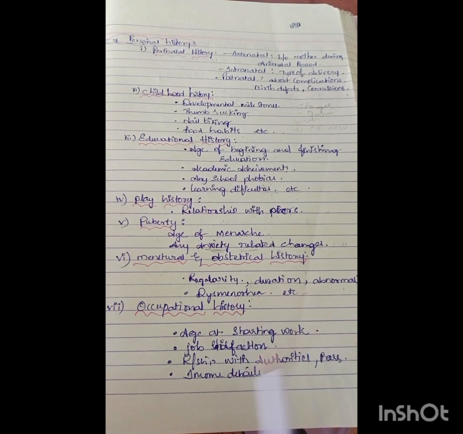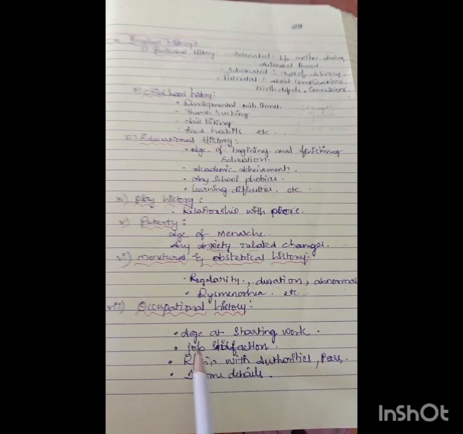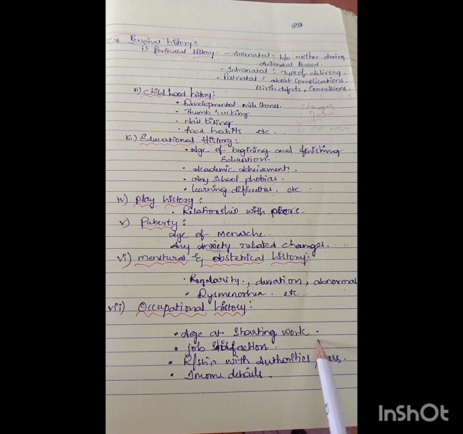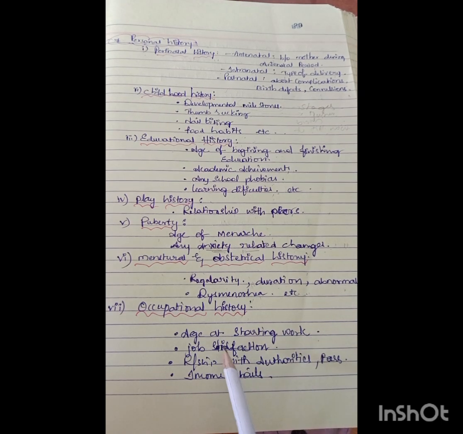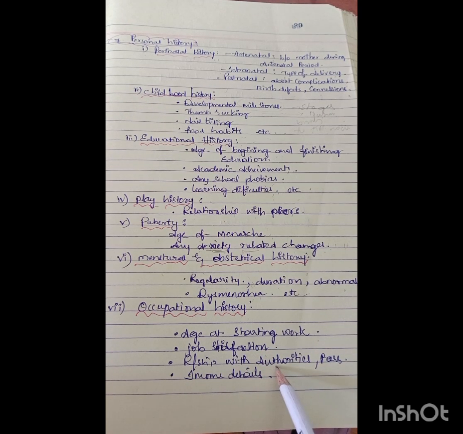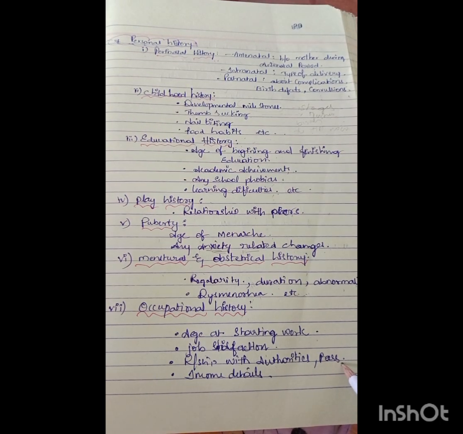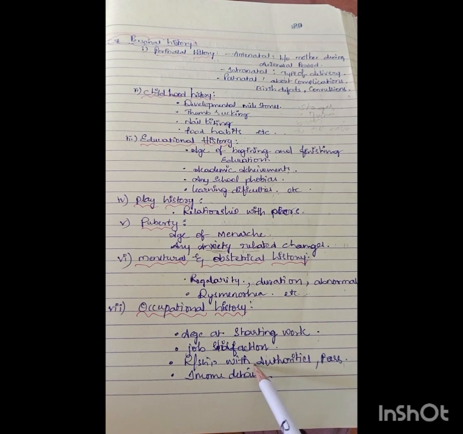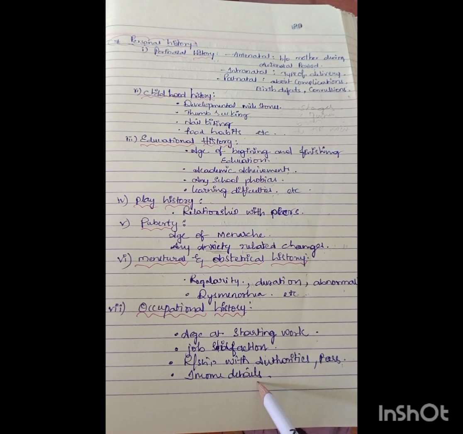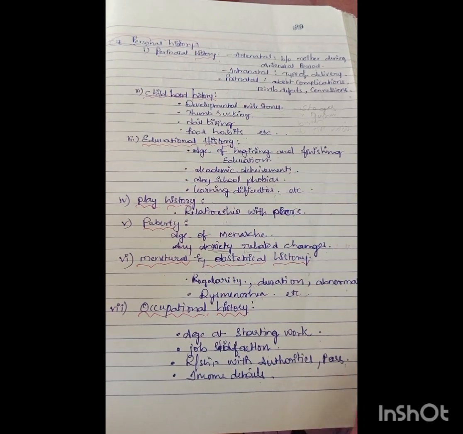And next, occupational history. In this occupational history, age at starting work. So at which age the patient has started the job, that we need to mention. And job satisfaction, whether the patient is having any job satisfaction or not, that also we need to collect. And relationship with the authorities and peers, that means during the job, how the patient had the relationship with the authorities and the other colleagues, that also we need to mention. And income details. Okay, so this is occupational history.